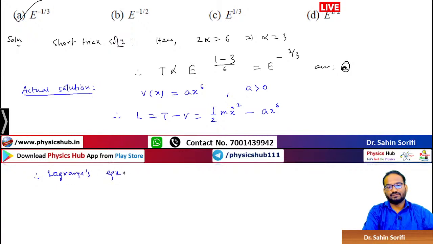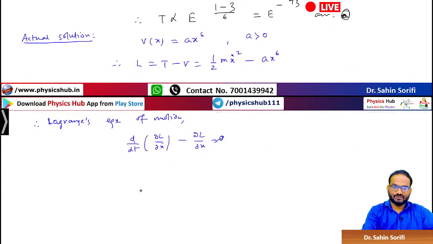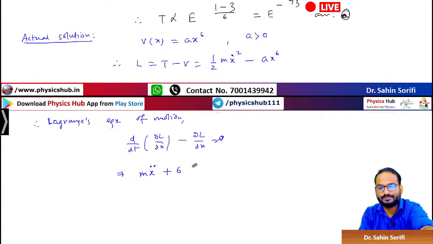Lagrange's equation of motion you can write. What will be the Lagrange's equation of motion? d/dt of del L by del x dot, minus del L by del x, equal to 0. Right? So this will give you m x double dot, just avoiding a few steps, I'm doing it directly, plus 6 a x to the power 5.